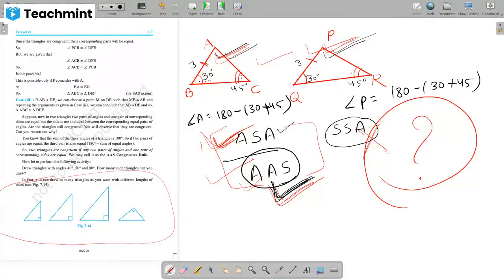Understood? Yes, ma'am. So in class 7 we have learned all the congruency criteria. Any doubt? No? Okay. So in class 7 we have learned all the congruency rules, but now I think you have a clear-cut idea why SSA is not a congruency rule, but angle angle side is a congruency rule. Okay, so now let's move to the next one.